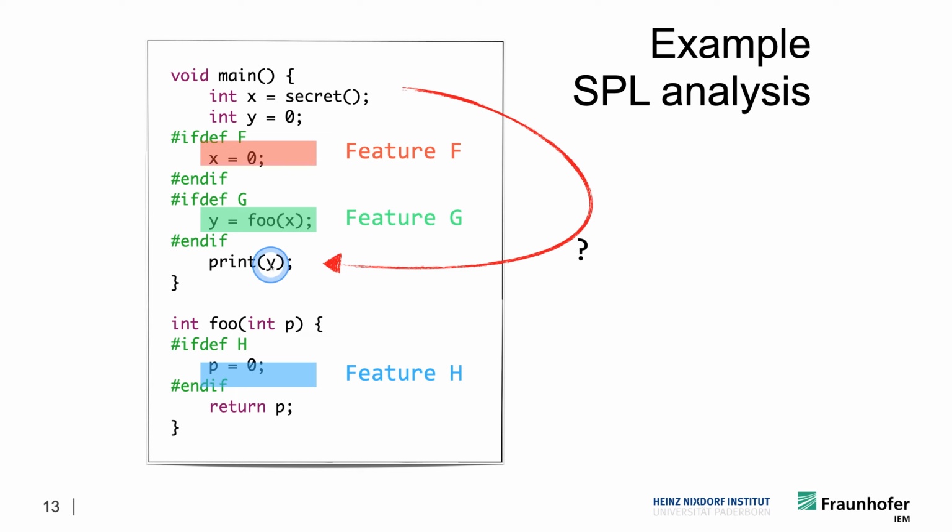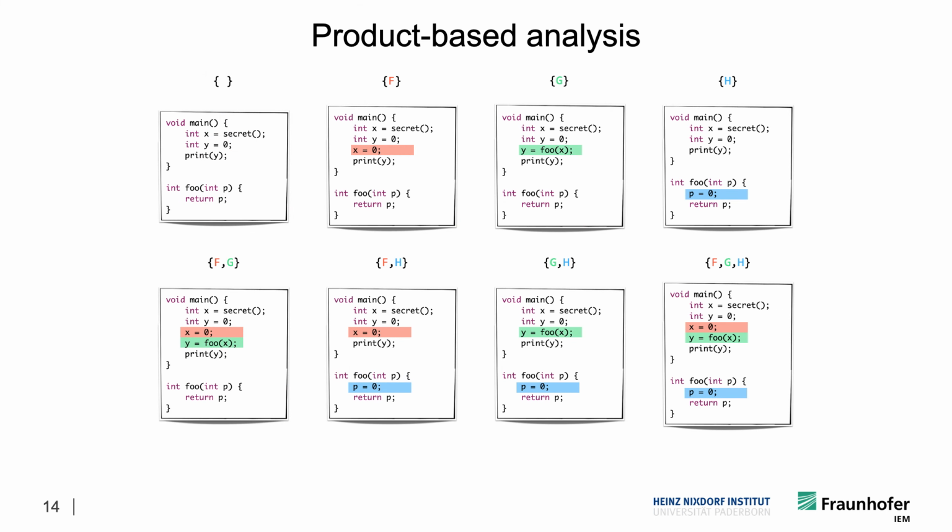And traditionally, the only way to really mechanically compute this would have been a so-called product-based analysis that you can see on the following slide. That means here with 3 different features, you would really have to generate up to 2 to the 3, namely 8 different software products, which you can see here. So 1 product for each configuration, right? Here only F is included, here F and H are included, and here all the features are included. That's obviously an exponential explosion, right?